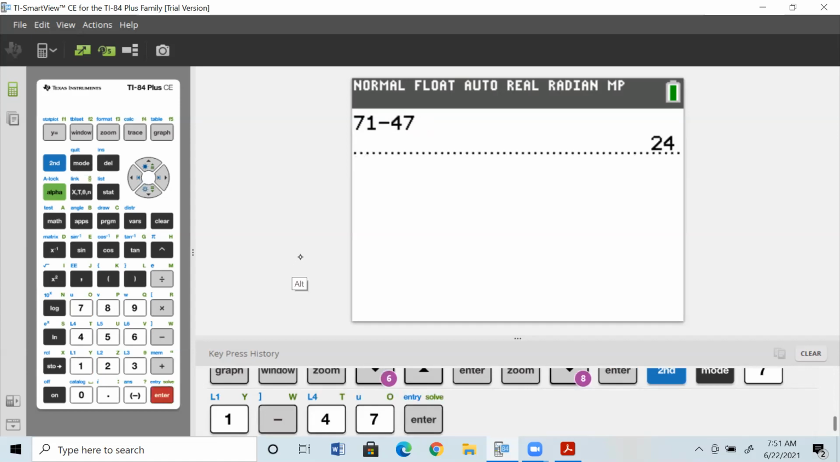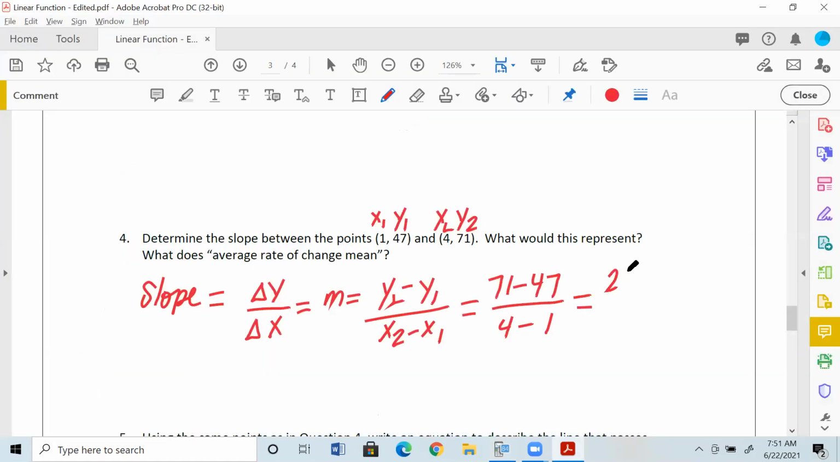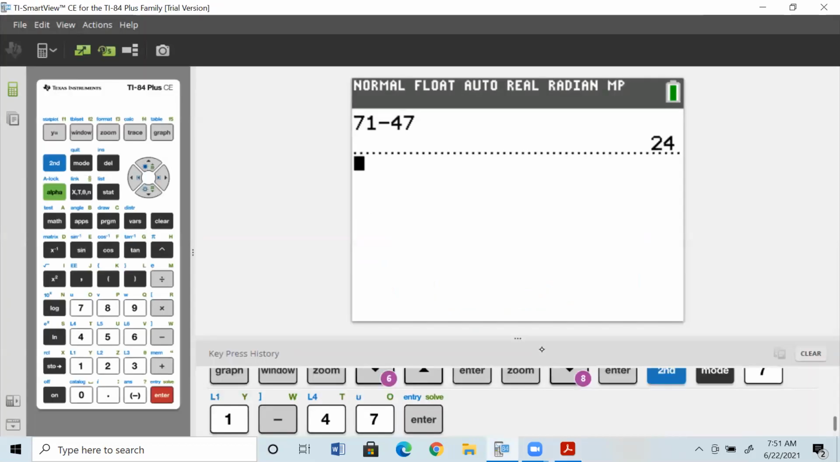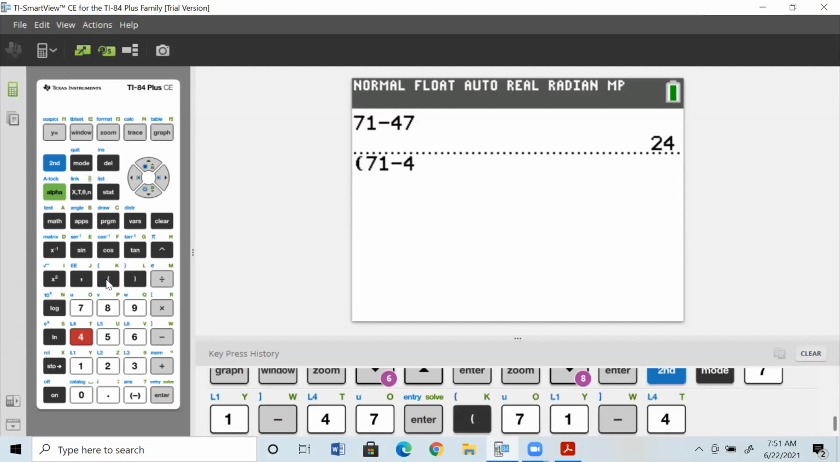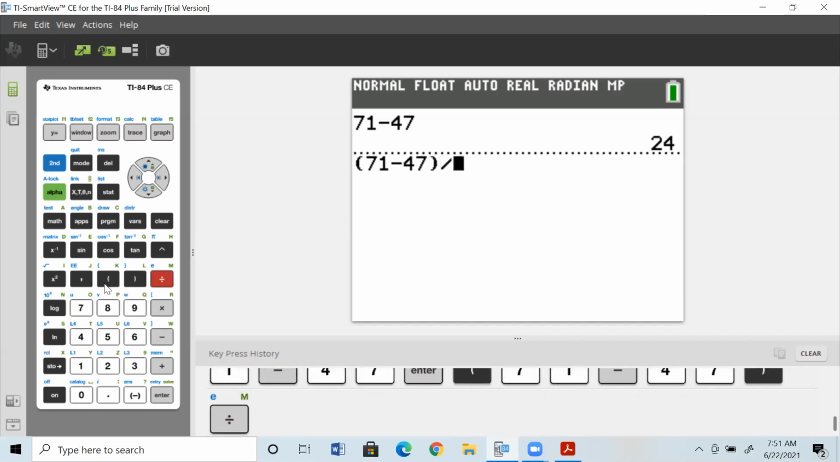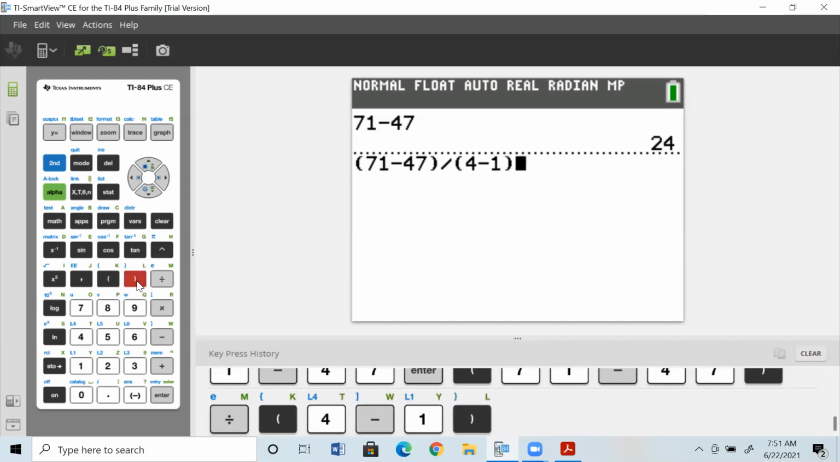So 71 minus 47, we can put in 24, 4 minus 1 is 3, and dividing this gives us 8. If you decide to do this all at one time with your graphing calculator, do make sure that you put the top part of the fraction in parentheses and the bottom part of the fraction in parentheses when calculating. This will ensure that your order of operations is correct.